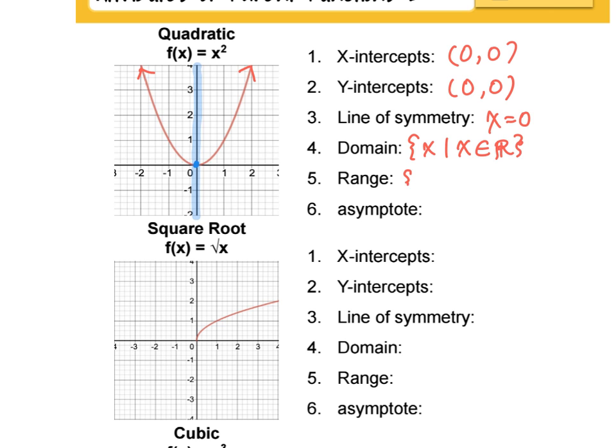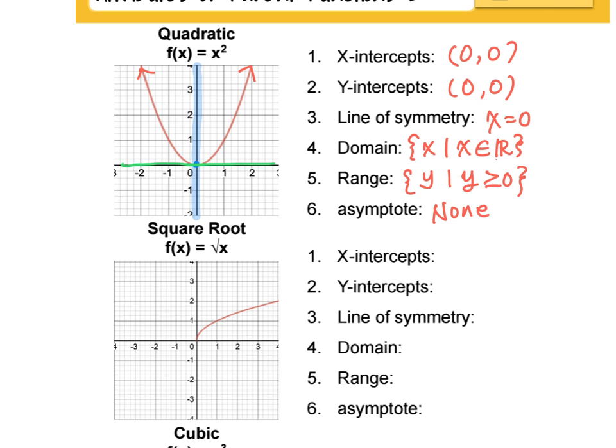And range, same as the absolute value function, right? It never goes below y equals 0, right? So it's going to be y such that y is greater than or equal to 0. Asymptote, we haven't seen an asymptote yet.